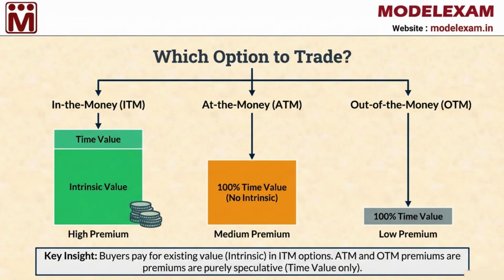On the other hand, at the money and out of the money options have no intrinsic value and are made up of 100% time value, meaning their prices are purely based on speculation about future price moves.